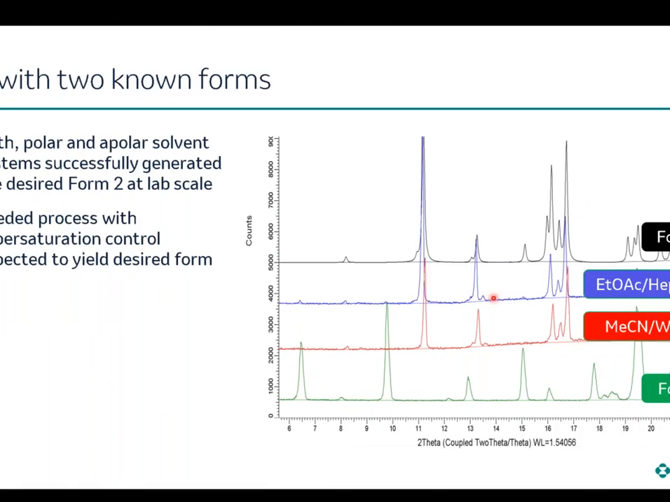We've already touched on this point. The API has 2 known forms, so there are 2 anhydrous forms. Initial seeded lab crystallization runs were performed both in an apolar and a polar system, here ethyl acetate-heptane and acetonitrile-water, and both successfully generated the desired form 2. So this all looked good for the moment.